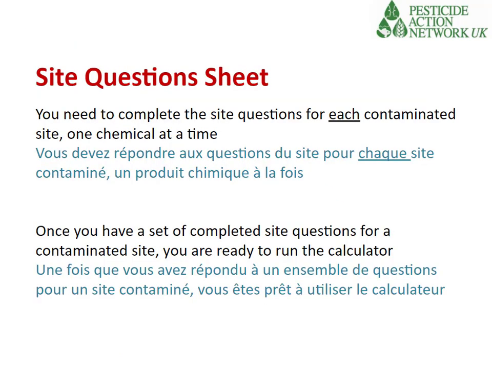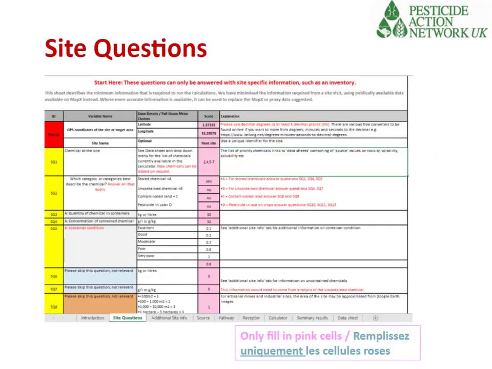A few more notes on the site questions sheet. You need to complete the site questions for every contaminated site, 1 chemical at a time. And once you have a set of completed site questions for the contaminated site, you are in fact ready to run the calculator. You should only fill in the pink cells in this sheet and throughout the whole calculator, but you must fill in every pink cell with a value.